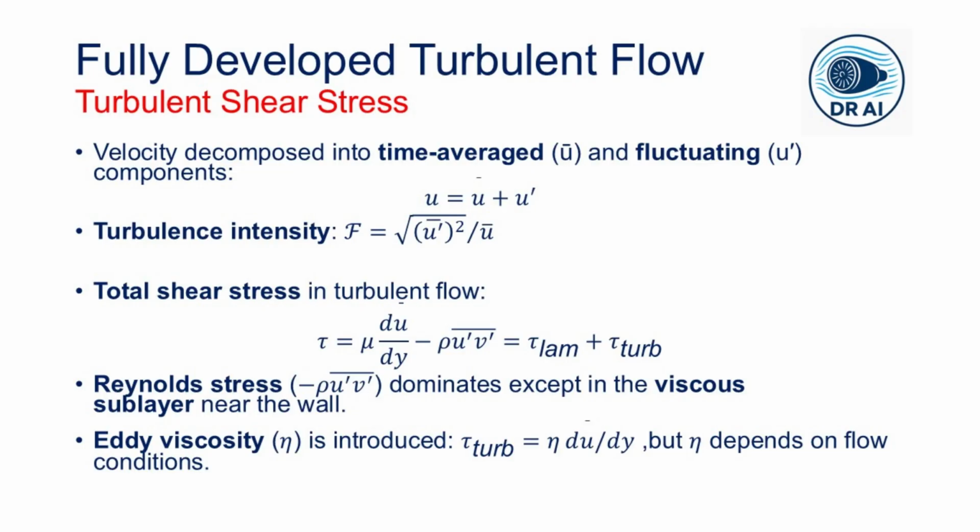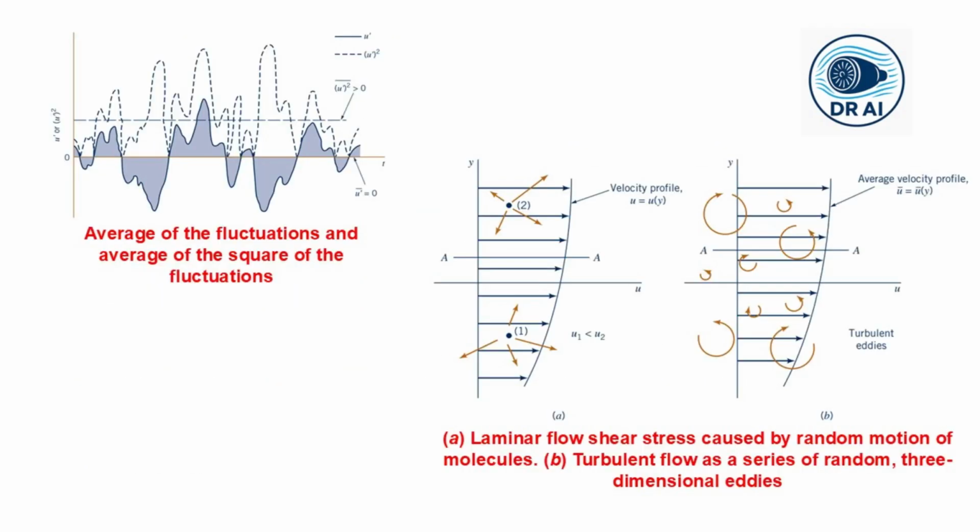And while the average of the fluctuations themselves is zero, so u prime bar must be equal to zero, the average of the square of the fluctuations is positive. So this gives us a way to quantify the strength of the turbulence, which is also called the turbulence intensity. Now, the heart of the matter is the turbulent shear stress.